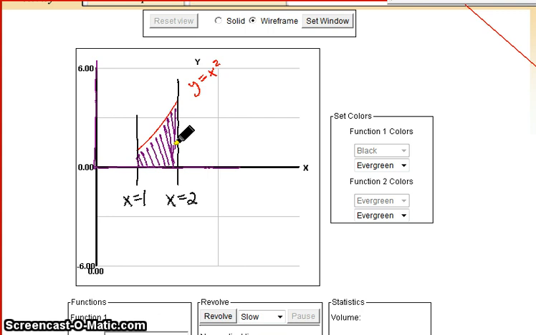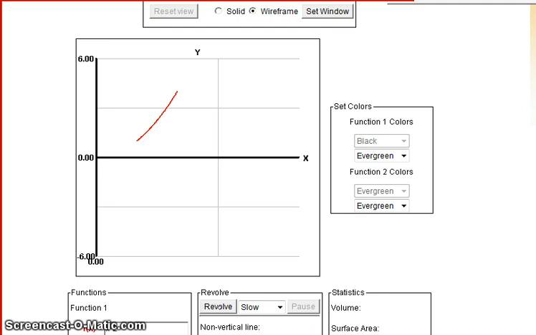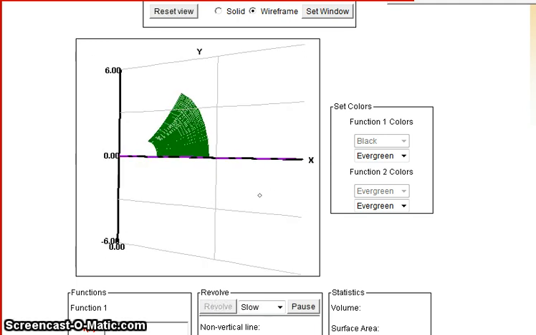So this is the shape we're going to rotate around the x-axis, and this website's going to do this for us. So let me see if I can do this real quick. There we go. Let's get rid of everything we had there before, and let's rotate this thing. So here we go. It's rotating.